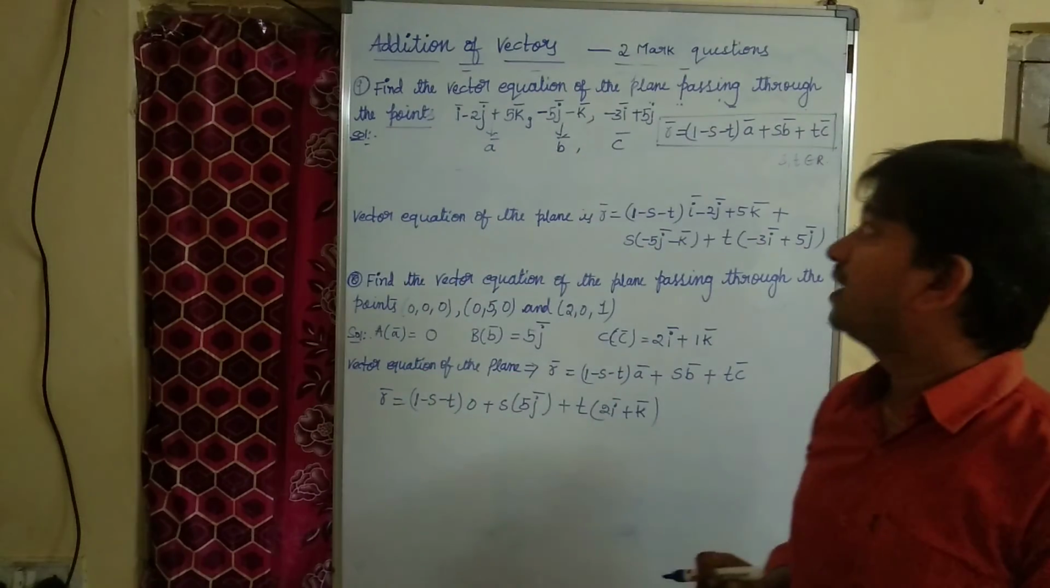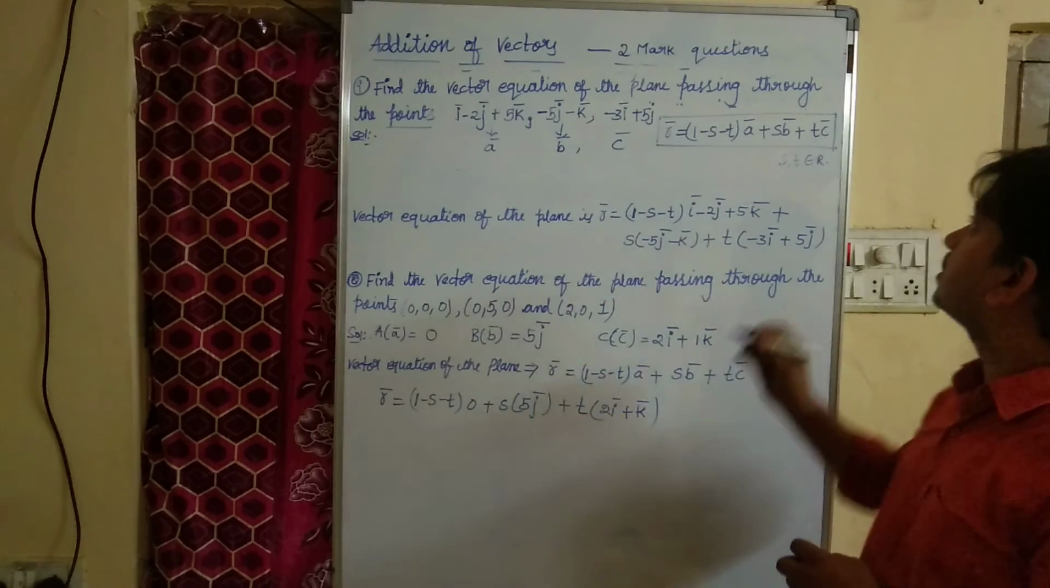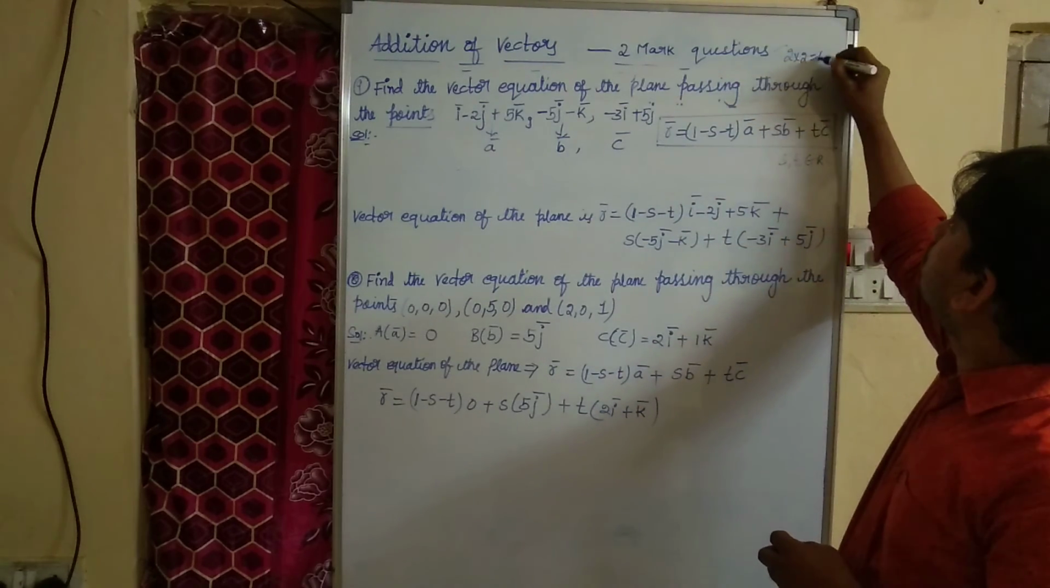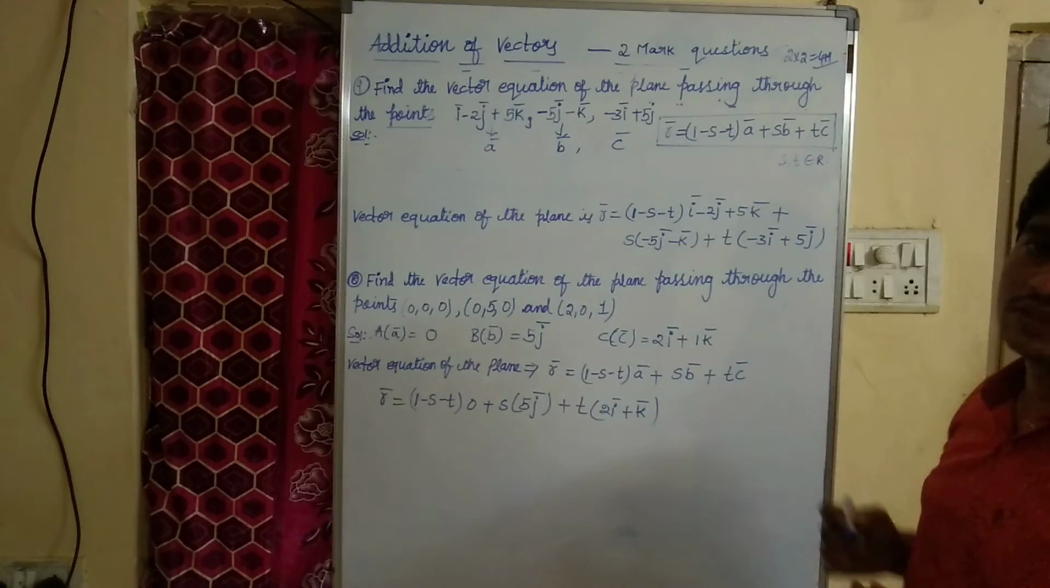Okay, this is about addition of vectors, from which they are asking 2 mark questions, I mean 2 into 2, that is equal to 4 marks.